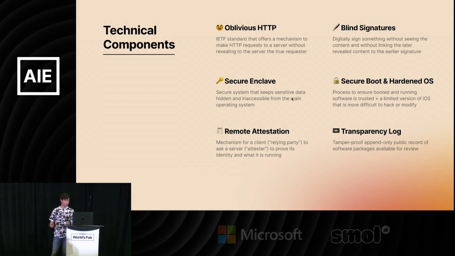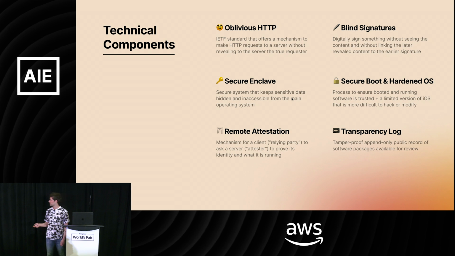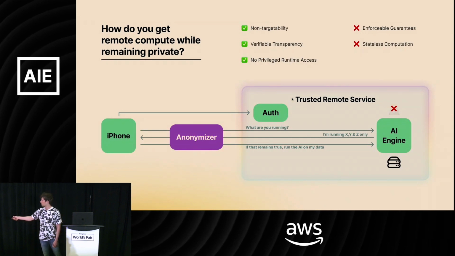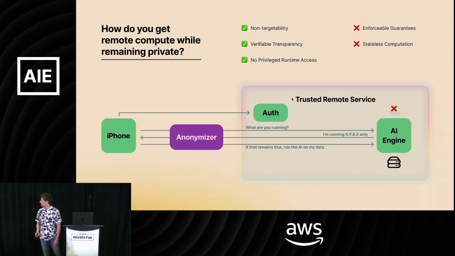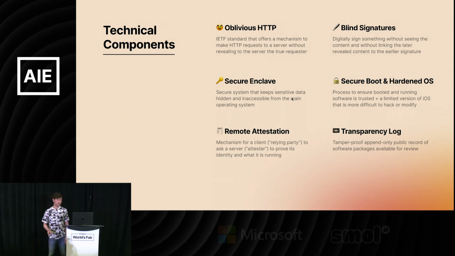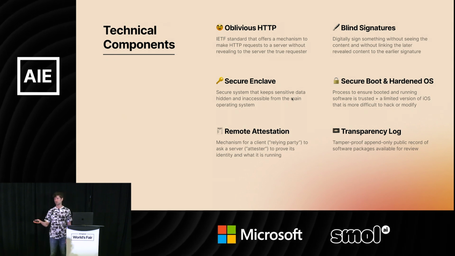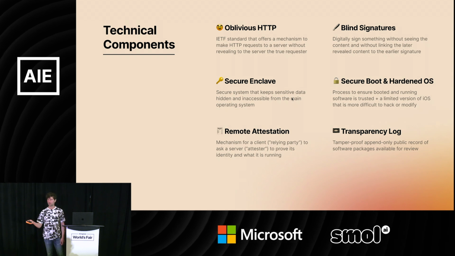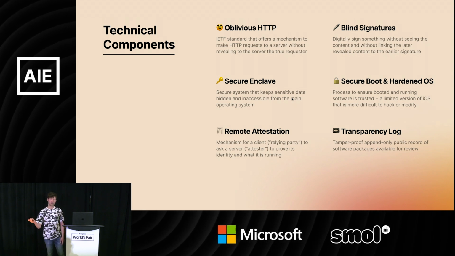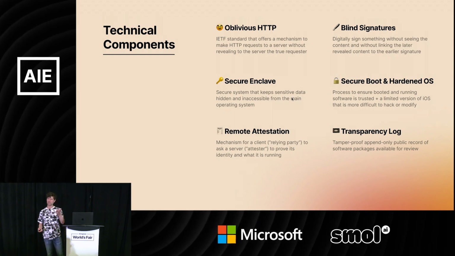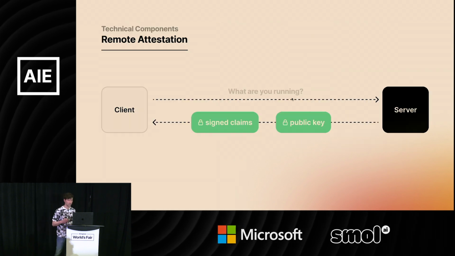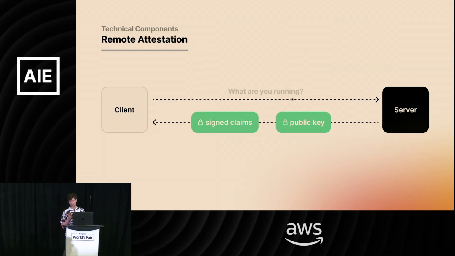OK, so the ones we're going to talk about are remote attestation. That was this flow I talked about here. And then the other one is the transparency log. The transparency log is a record of all of the software that Apple's deploying on their private nodes so that you can go and verify that what's on the record is actually what's being sent to you during the attestation. OK, so let's talk about remote attestation very briefly.